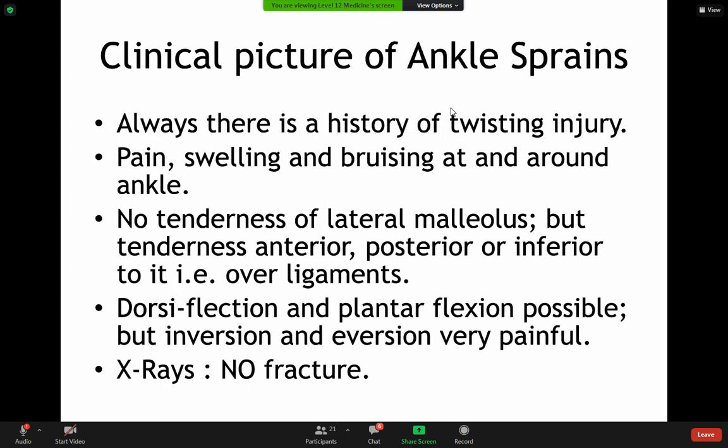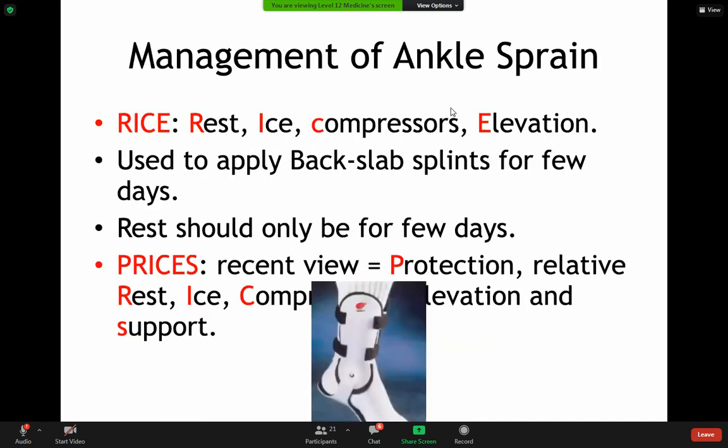The clinical picture of an ankle sprain: there's always a history of a twisting injury. There's pain, swelling, and bruising at and around the ankle. There's no tenderness of the lateral malleolus over the bone itself, but there is tenderness anterior or posterior or inferior to it, which is over the ligaments that are involved. Dorsiflexion and plantar flexion are possible and usually minimally painful, but inversion and eversion are very painful because that stresses the ligaments involved. X-rays will show no fractures.